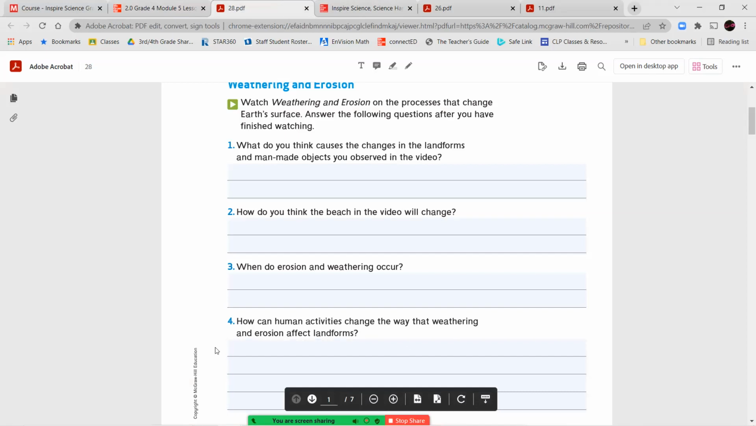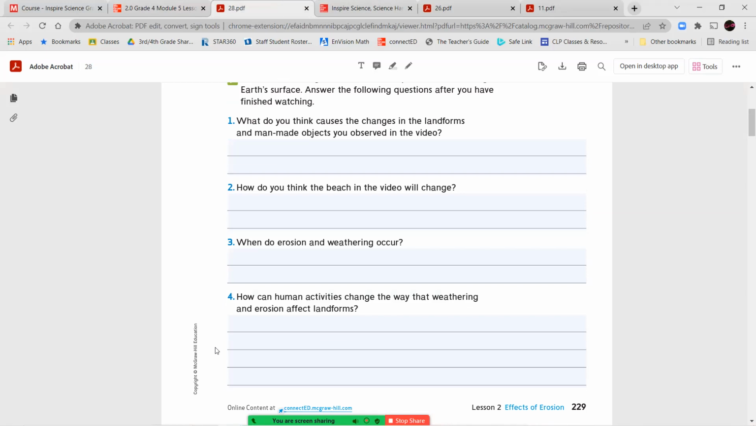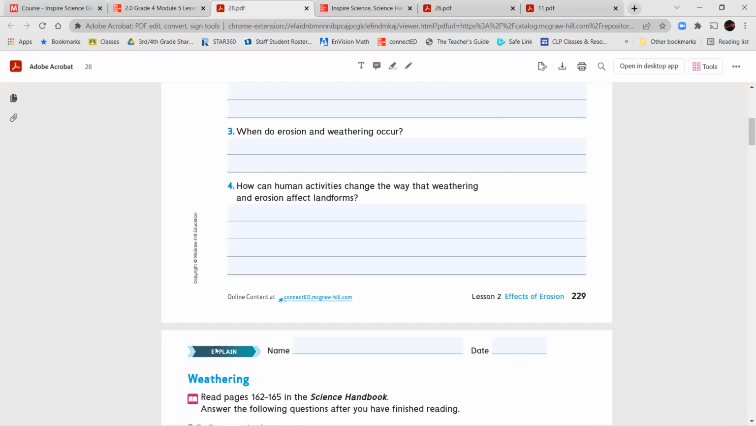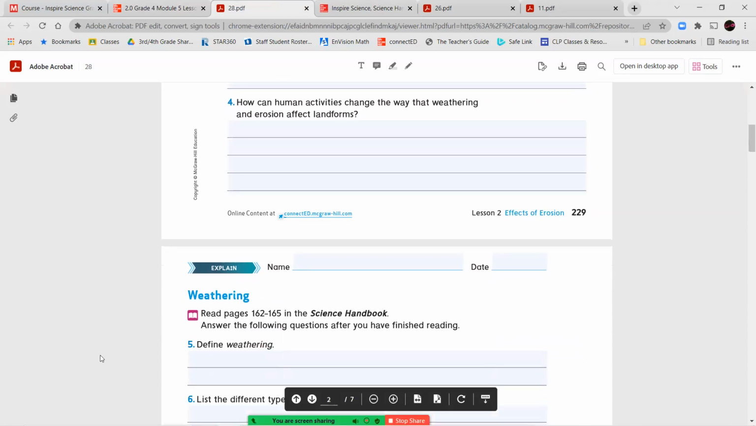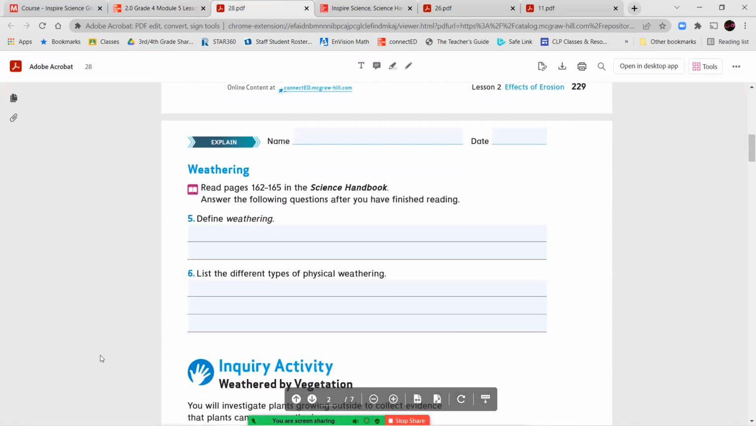And for number 4, how can human activities change the way weathering and erosion affect landforms? Again, we can go back to what we were reading previously about acid rain and pollution and things like that, that will help you to find your answer for that question. Now let's go ahead and pop open our textbooks, and we're going to read pages 162 to 165, and we're going to answer these questions after we finish reading.